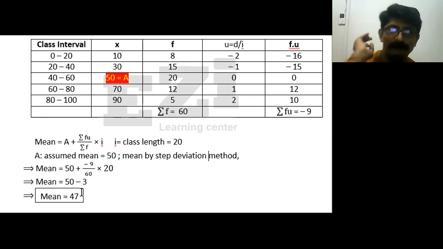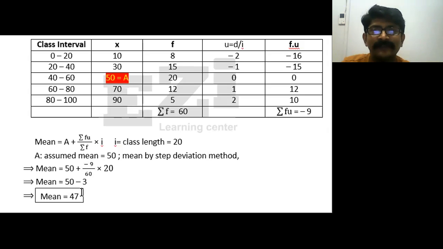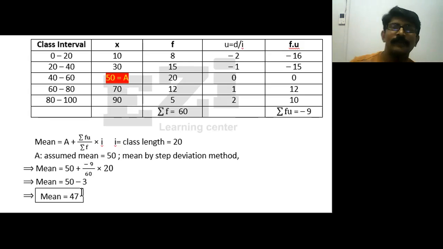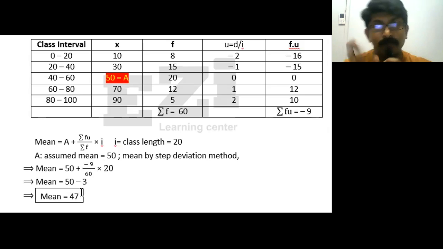So do mean by any method, you'll always get the same answer. Remember that. Now isn't it very simple? If they ask you to do it by the shortcut method, then you have to do it by the shortcut method. If they say do it by the step deviation method, then you compulsorily have to do it by the step deviation method. अगर आप वो मेथड को चेंज कर देते हैं, आपके मार्क्स चेंज हो जाएंगे.